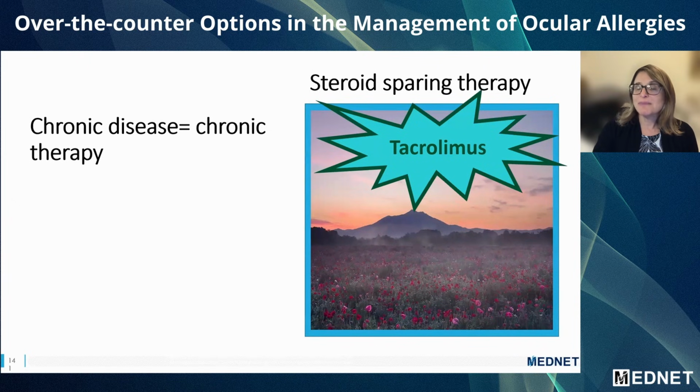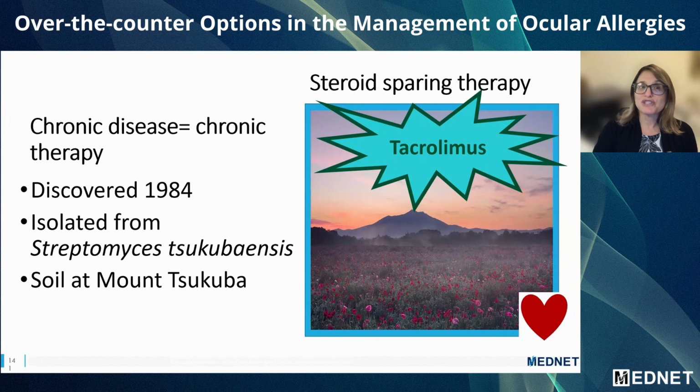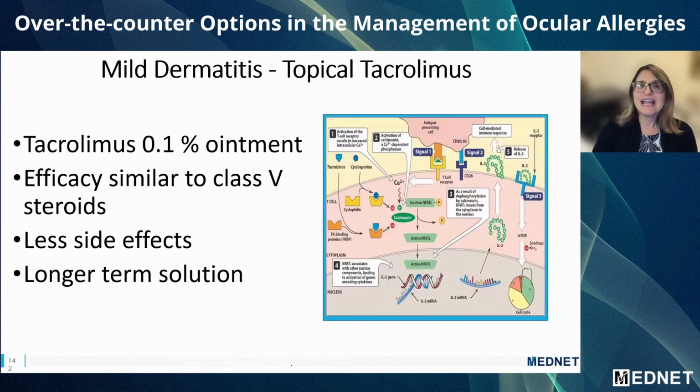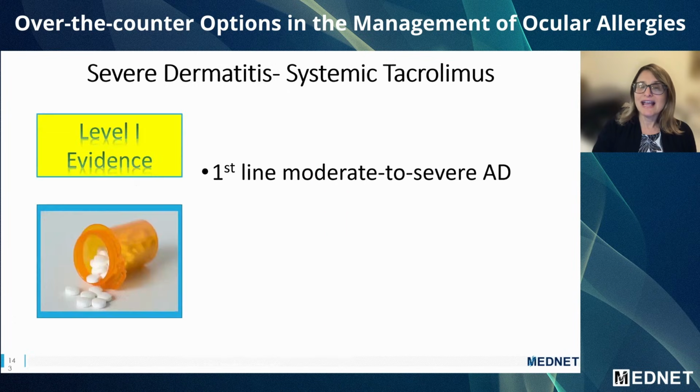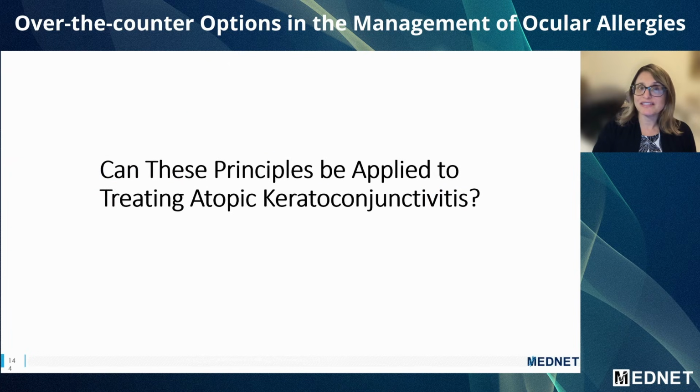And because of the importance of T cells and the pathophysiology, this is when I grab my T cell modulators like tacrolimus, which I love, identified from the soil at the base of a mountain. And in atopic dermatitis, there is good evidence when there's mild dermatitis for topical tacrolimus ointment. And the oral tacrolimus is really reserved for more moderate and severe cases. So knowing what we know about atopic dermatitis, can we apply these principles to AKC?